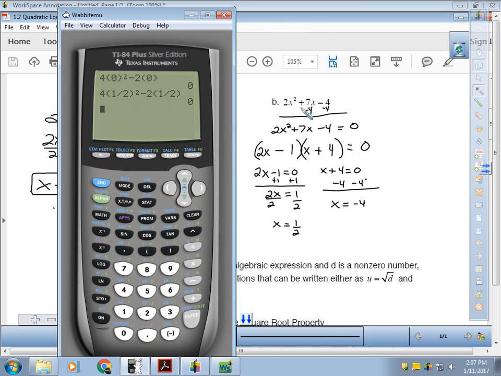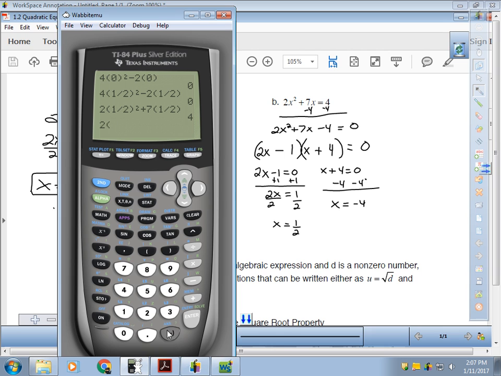So I'm going to start with 1/2. I'm going to plug it back into the original. 2 times 1/2 squared plus 7 times 1/2. Yep, it does give me the 4 that it's supposed to. So that one's okay. Then we'll try the -4.